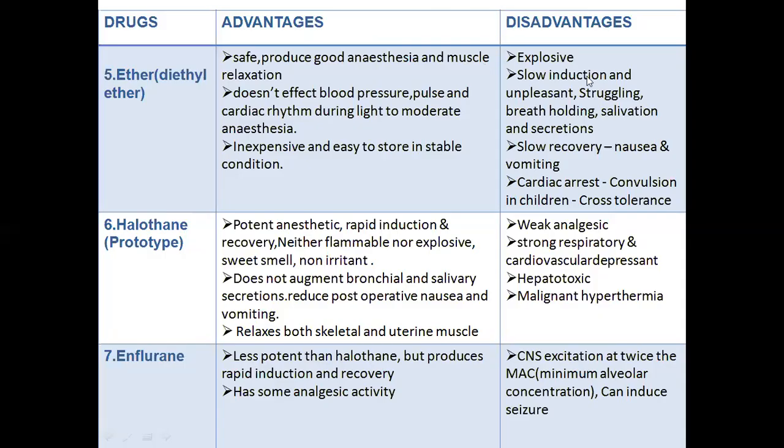Next is halothane. It is a prototype volatile, nonflammable, and relatively non-toxic fluorinated hydrocarbon. It has a sweet odor. There are many advantages. It is a potent anesthetic with rapid induction and recovery characteristics. It is neither flammable nor explosive.